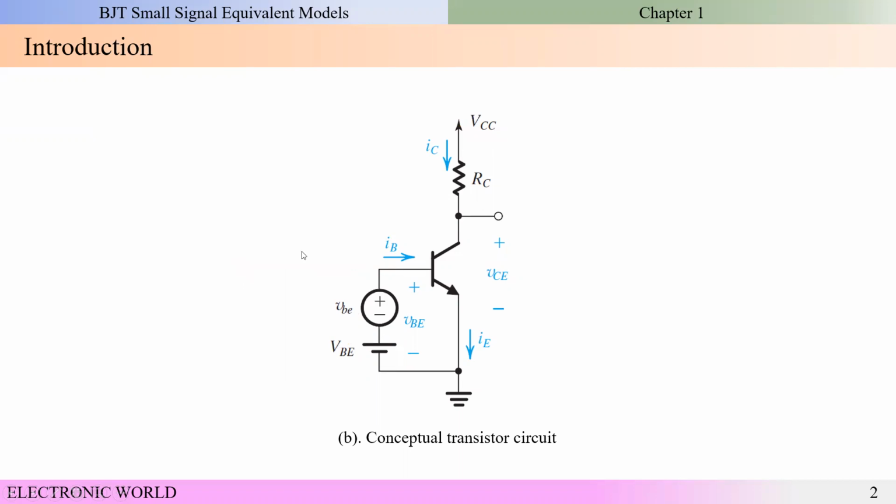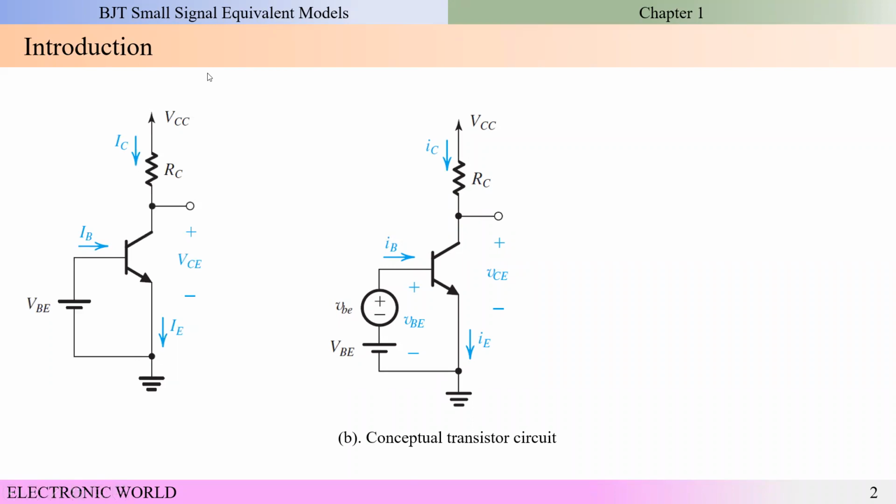Then we can get the bias circuit like this. So this one is called the bias circuit. Okay, this is the bias circuit relevant to this.